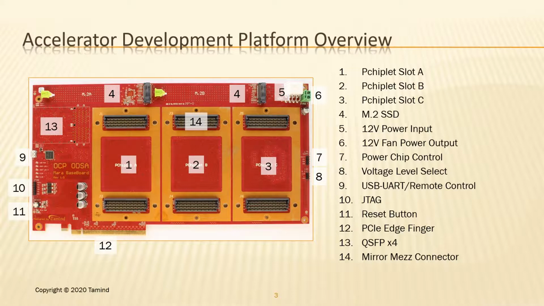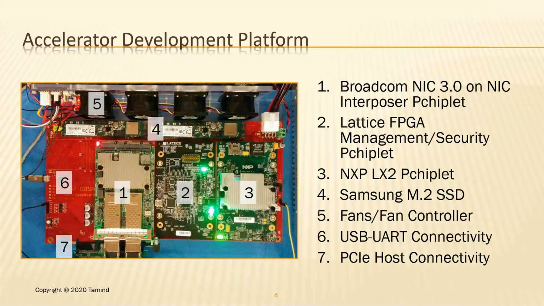Okay. If there are no other questions, we can move forward. This is a fully populated platform that you're seeing here. We have fans for cooling, and the Broadcom NIC that goes into pitchlet 1. We developed an interposer pitchlet along with the baseboard that the Broadcom NIC 3.0 card seats in. Then we have the Lattice pitchlet, which is the management security pitchlet. It is an FPGA. And then the NXP pitchlet, which is LX2, a new processor that they have hosted on this pitchlet.